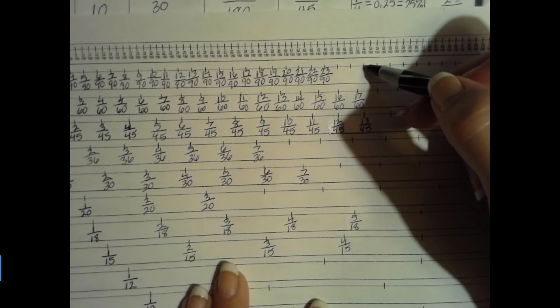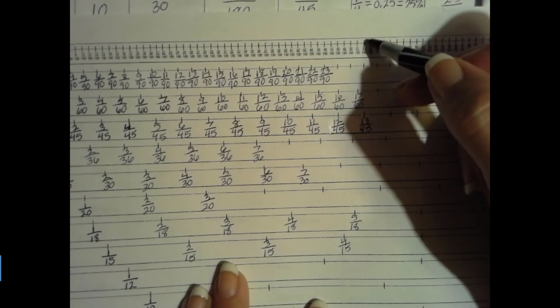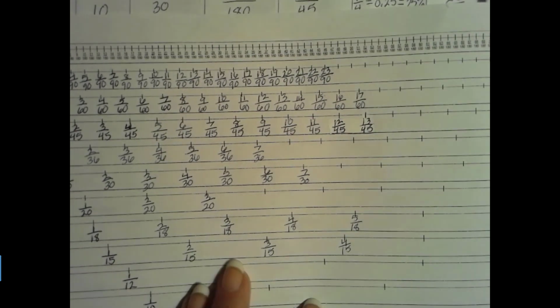There is an equivalent fraction in the 2's. 2 is a common factor. And then, of course, 52/180.